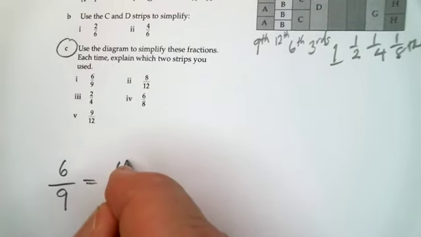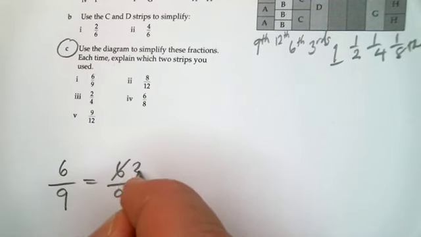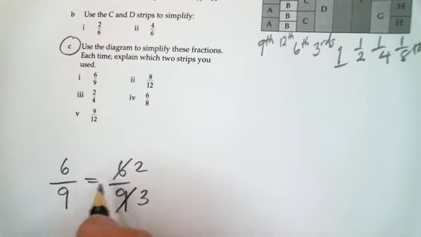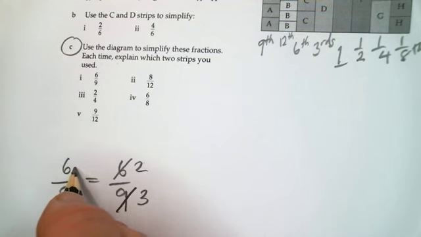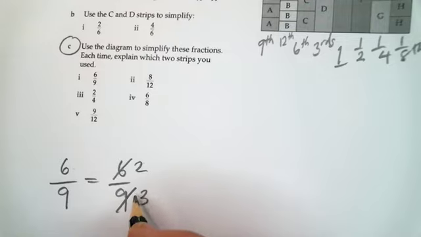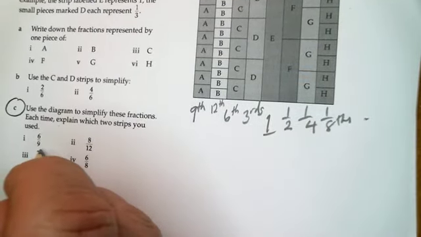Let's divide the top one by 3. If I divide 6 by 3, I get 2. If I divide 9 by 3, I get 3. So we know that 2/3 is an equivalent fraction to 6 ninths. But the question is, how do we get 2/3 by looking at the strips? Well, 6 ninths. Let's have a look at ninths.